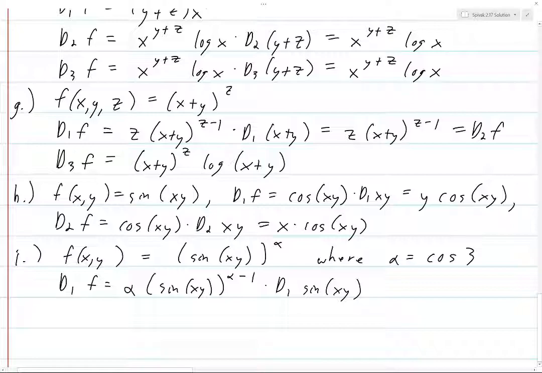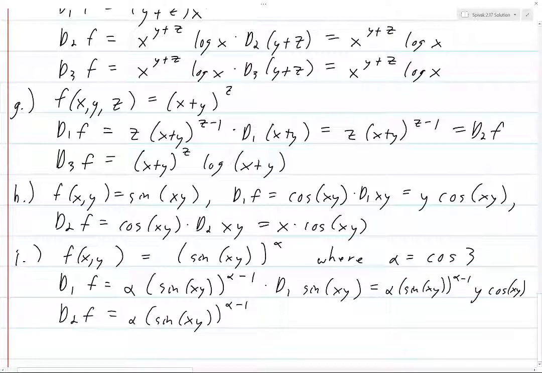And then d2 of f, we're going to solve similarly. So this is going to be alpha sine xy to the alpha minus 1 times d2 of sine of xy, and we already know what that is. We know that's x cosine of xy, and so that's that. And now we are done with this exercise.